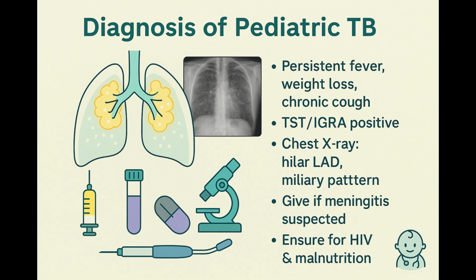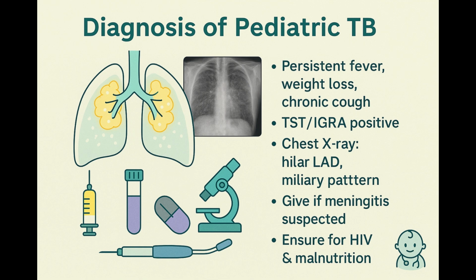Now let's discuss the diagnosis of pediatric TB. When a child presents with persistent fever, weight loss, or chronic cough that doesn't improve, TB should always be considered. The next step is a tuberculin skin test or an interferon gamma release assay. A positive test means exposure, but it does not confirm active disease.